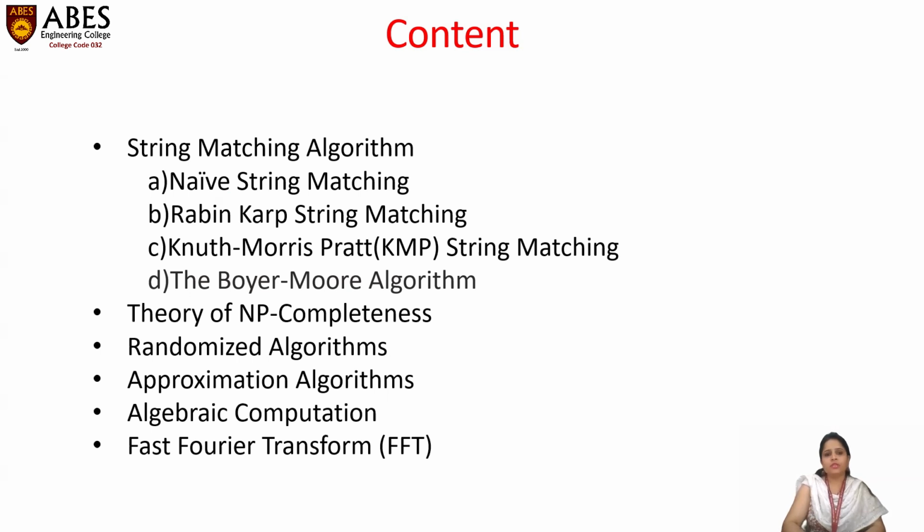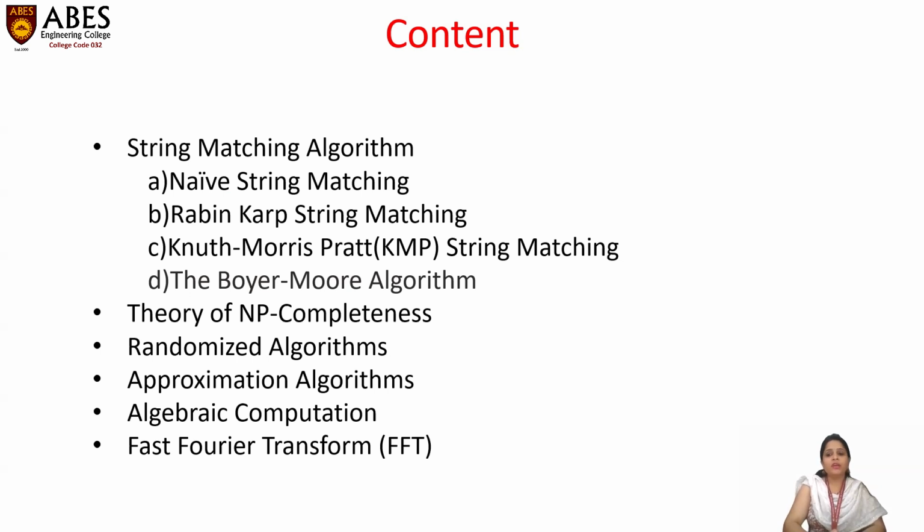In this topic, we are going to discuss various string matching algorithms. First we'll discuss the naive string matching algorithm. After that, we'll discuss the Rabin-Karp string matching algorithm. Next, we'll discuss Knuth-Morris-Pratt, that is the KMP matching algorithm. And last, we'll discuss the most important string matching algorithm, the Boyer-Moore algorithm. One by one, in my upcoming lectures, we will discuss these algorithms in detail. We will also analyze them in terms of their time and space complexity.